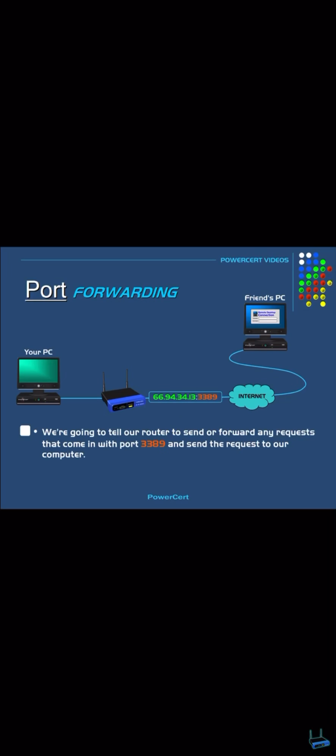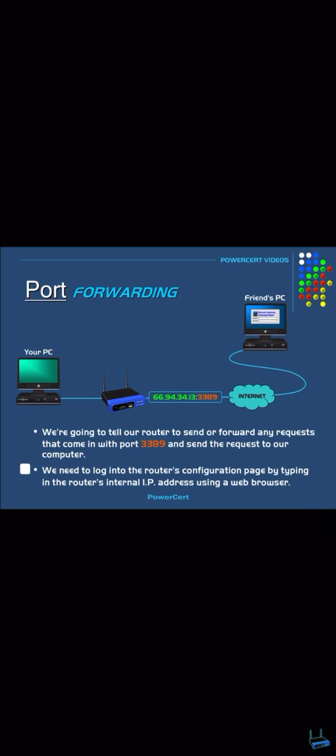So now we're going to tell our router to send or forward any requests that come in with port 3389 and send the request to our computer here. So to do this, we're going to log into our router's configuration page by typing in the router's internal IP address using a web browser.